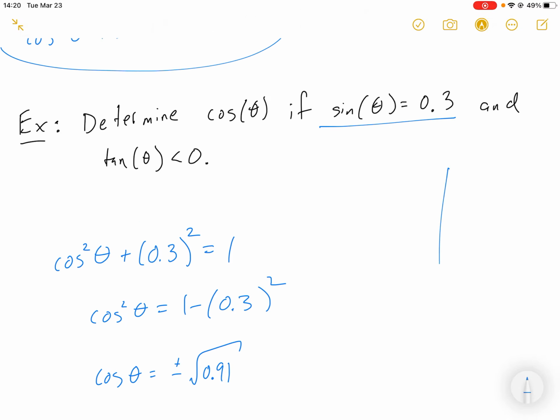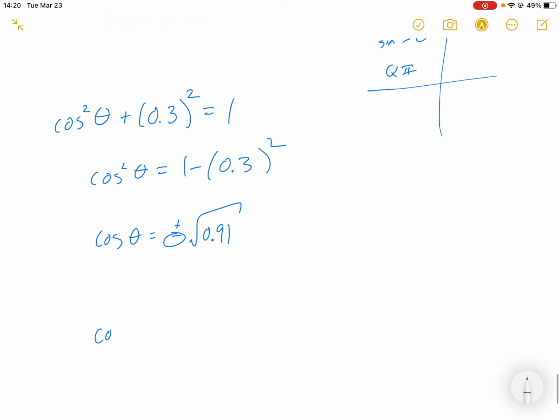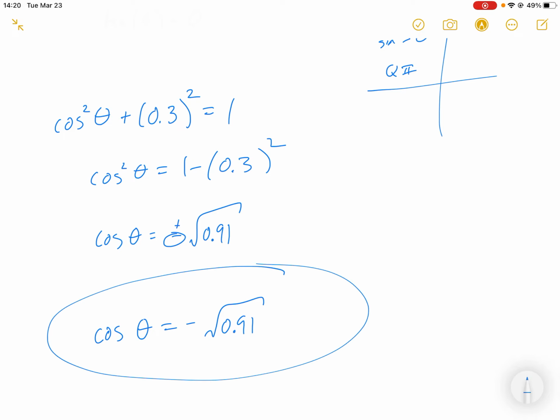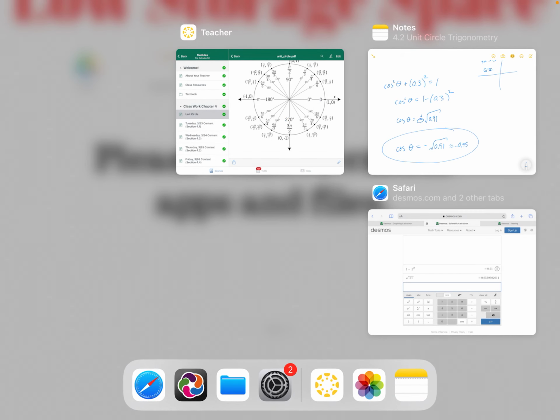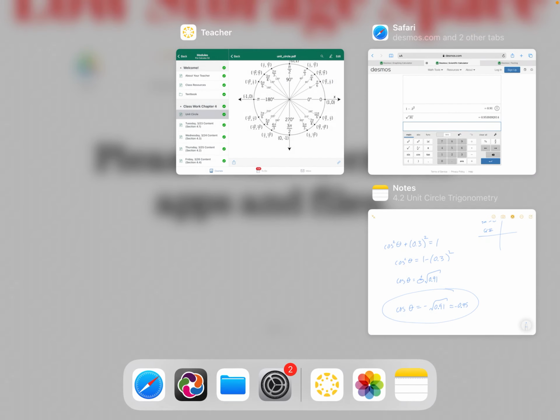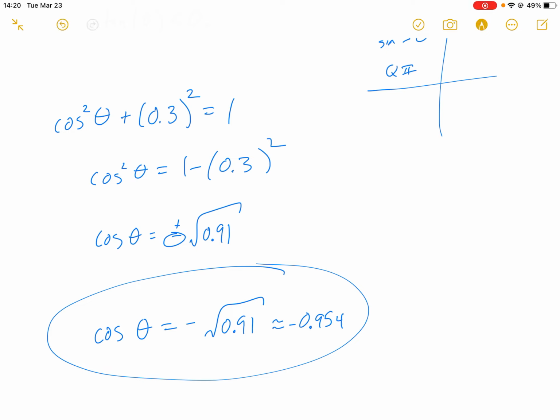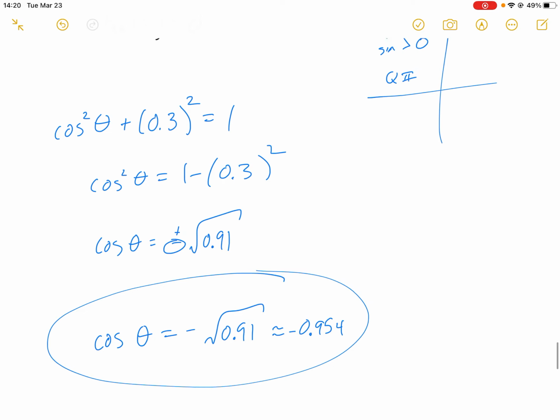Now since tangent is negative and sine is positive, remember that sine is positive in quadrant 2. So since I'm in quadrant 2, that actually means I want the negative, so my final answer would be cosine of theta equals negative square root of 0.91. And I would probably just leave it in that format, even though it kind of looks messy. You could round it if you want. We might say round to 3 decimal places. I don't remember exactly what it was, 954, we'll say. But that would be my final answer in this case.